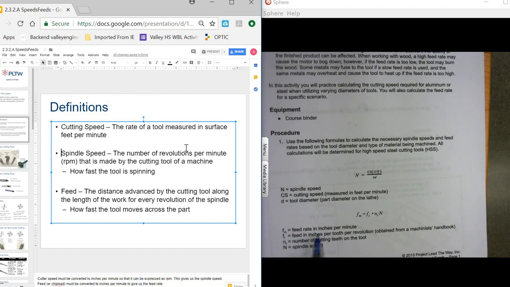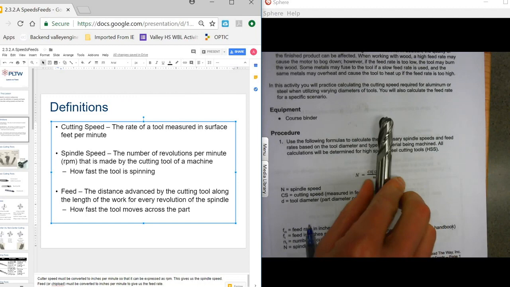Same thing goes down here. Feed rate in inches per minute. Again, feed is how fast your tool is moving across the part. The spindle speed is how fast it's spinning.